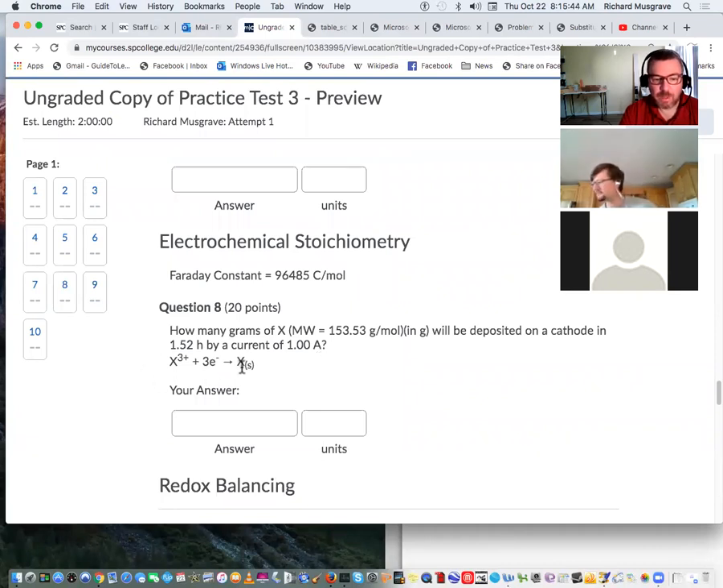Now, the X here is we don't know what it is. It's some sort of hypothetical element. It comes up with this molecular weight, and that's what you'll use at the end. So you don't even have to look it up on the periodic table. But this is done in exactly the same way. In this case, the relationship would be 3 moles of electrons for 1 mole of solid. And that's what you'd put into the equation there.